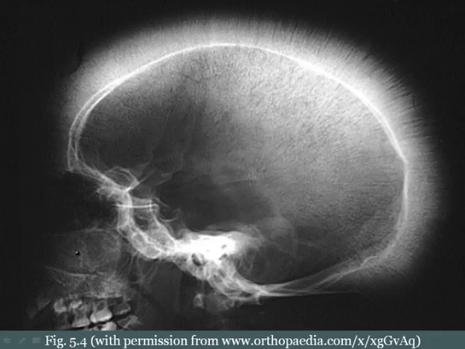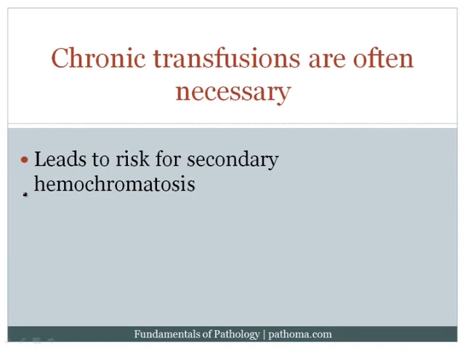Here's a classic image that shows up on examinations. This is the crew cut appearance of the skull. And again, it's indicative of massive expansion of hematopoiesis into regions where hematopoiesis would not normally occur within the bone. It's not uncommon for these patients to be dependent on transfusions, and so chronic transfusions are often necessary.